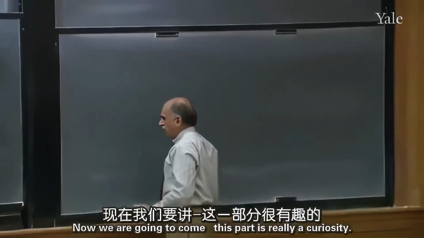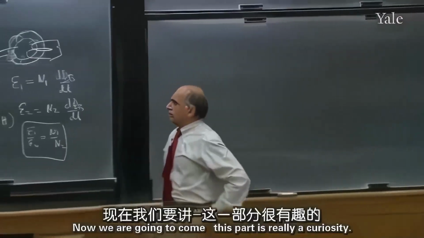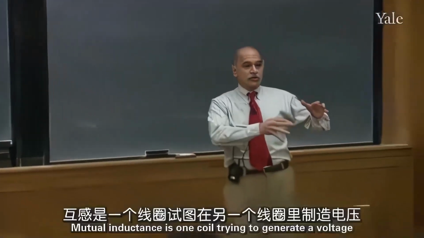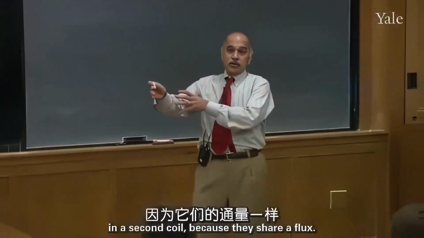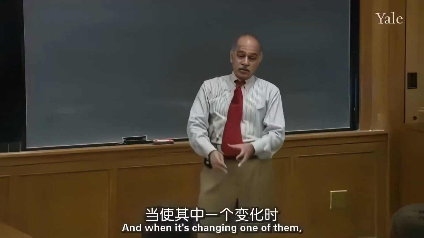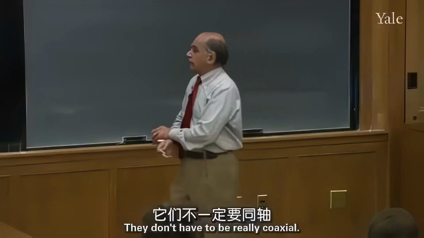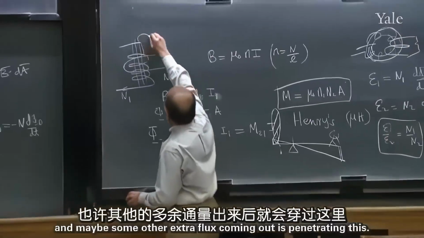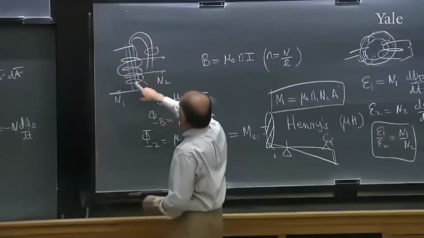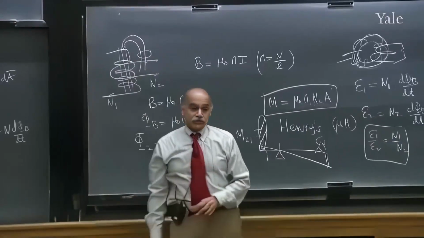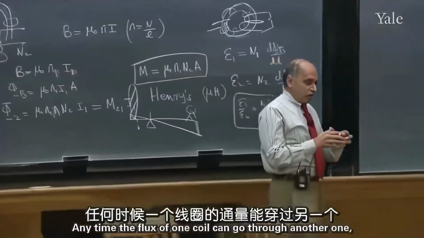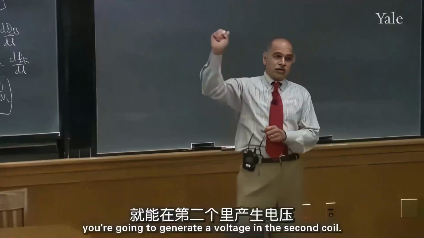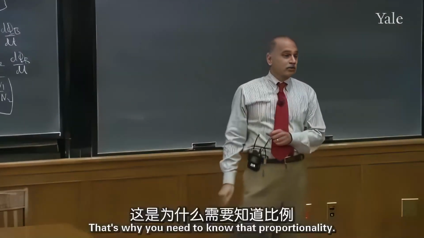Okay, now we are going to come, this part is really a curiosity. I'm not going to use it very much, the notion of mutual inductance. Mutual inductance is one coil trying to generate a voltage in a second coil because they share a flux. And when it's changing in one of them, it's also changing in the other one. Now, they don't have to be really coaxial. You can put a second loop way over here, and maybe some other extra flux coming out is penetrating this. There's a mutual inductance between this guy and that guy also. Anytime the flux of one coil can go through another one, you have a mutual inductance. Because if you change the current in the first coil, you're going to generate a voltage in the second coil. That's why you need to know that proportionality.